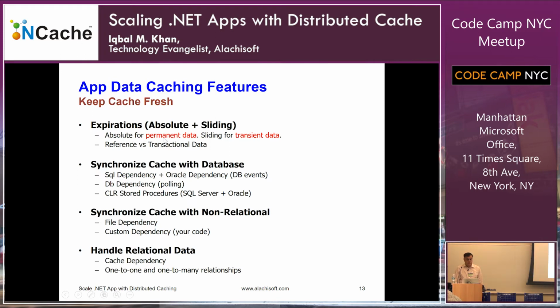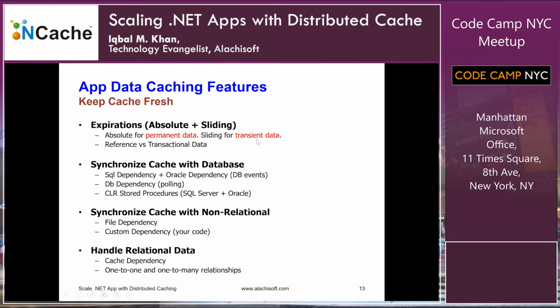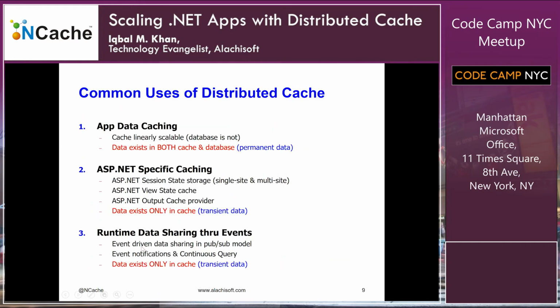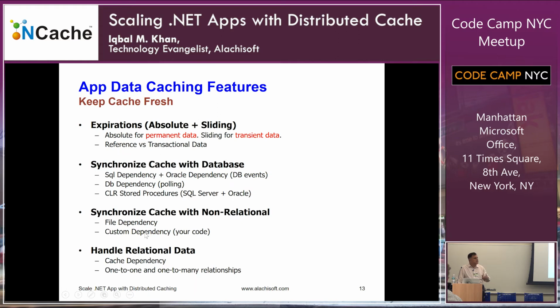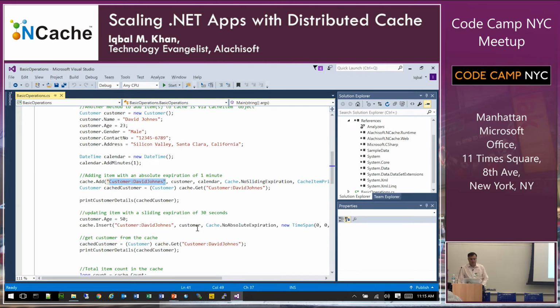And the second expiration is called the sliding expiration. The absolute expiration is for permanent data, because you're saying that this data might change in the database, so don't keep it for longer. The sliding expiration serves a totally different purpose. It is for transient data, not for permanent data. And you say, expire this if it's no longer being used. You're not concerned with how long it stays in the cache as long as it's being used, because it's transient data. If you remember, we said in the transient data cases, the cache is the only place where the data exists. So there's no need to synchronize this with any other place. The only need is that you want to keep it in the cache as long as it's being used, and once it's no longer being used, you want the cache to do a cleanup and remove it.